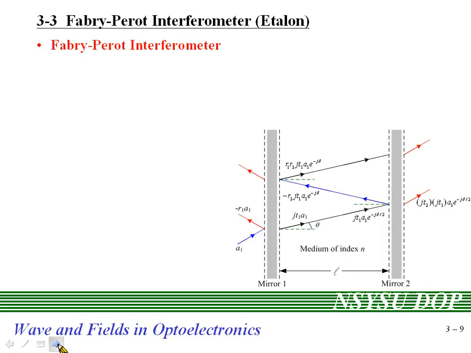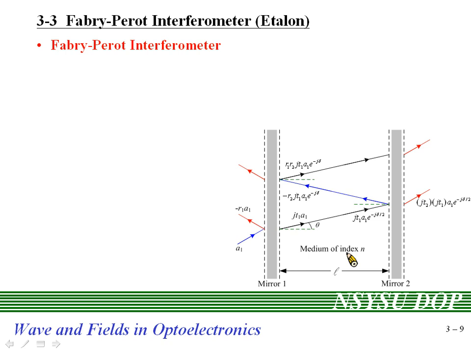Now, we would like to find out the scattering matrix and the properties of the Fabry-Perot interferometer, which is also called Fabry-Perot echelon. The Fabry-Perot interferometer is formed by two partially transmitting mirrors, mirror 1 and mirror 2. These two mirrors are separated by a distance L. Between these two mirrors, there is material of index n.